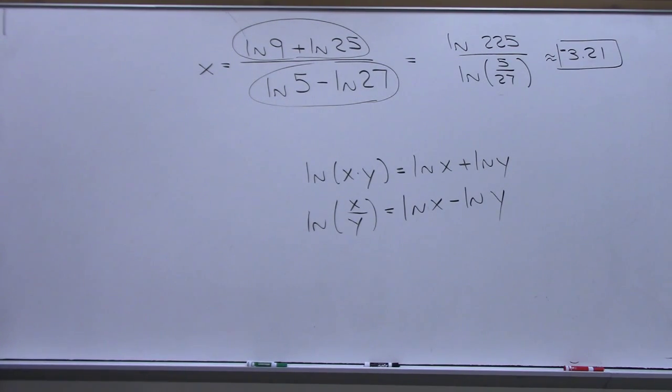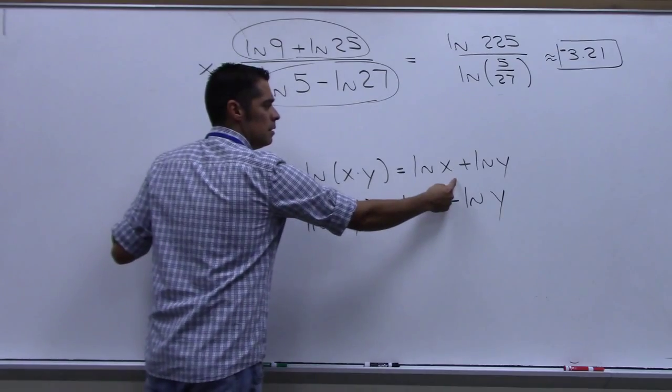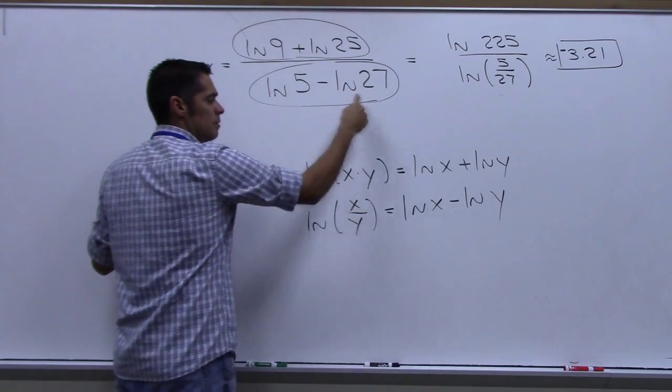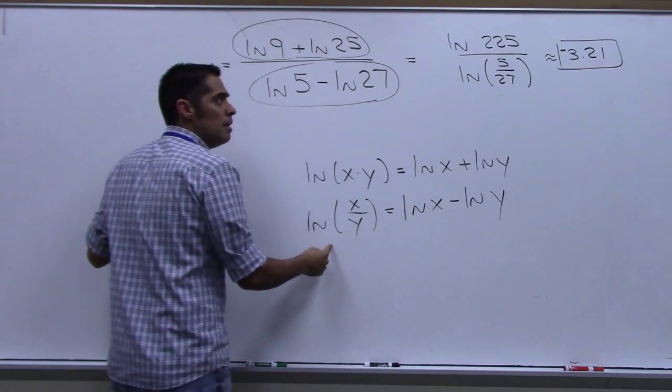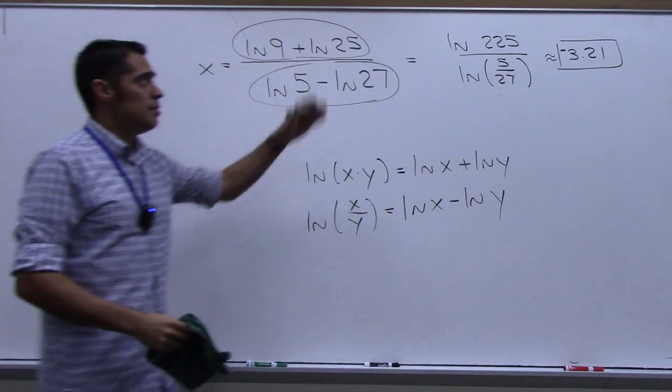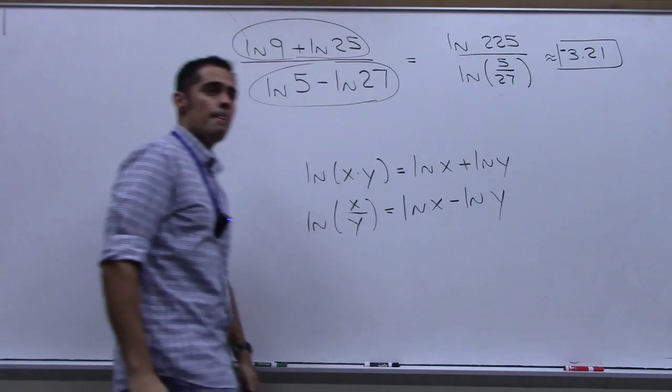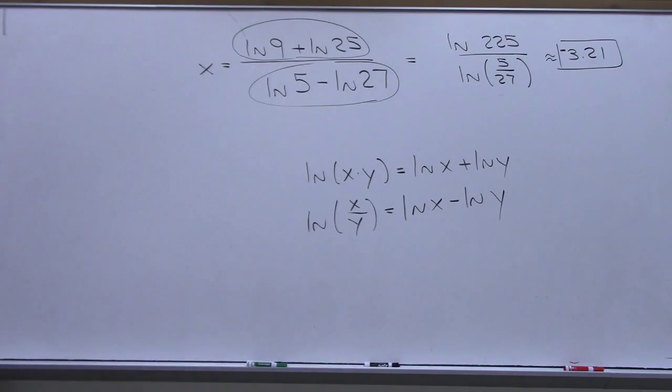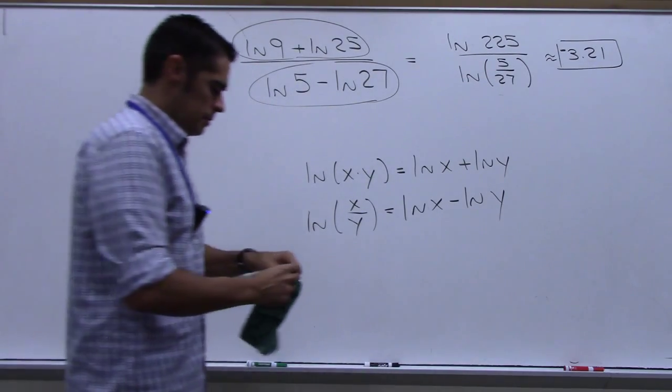How we doing? So for the top one, you just multiplied it, right? I used this property right here to here. The bottom one was here to here. But this one, there is no property for. So you just have to do it on your calculator. Okay? All right.